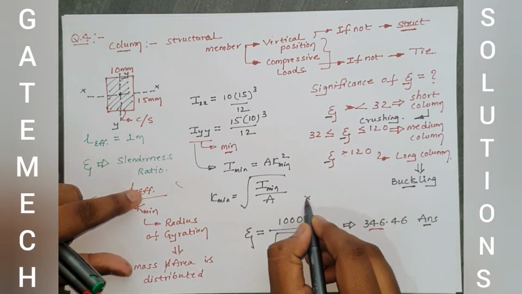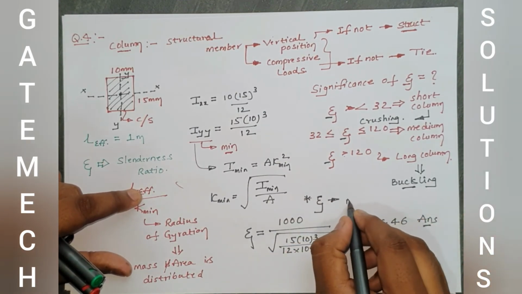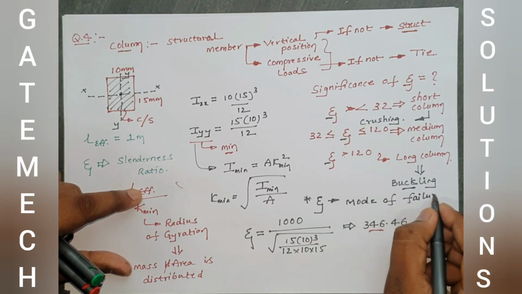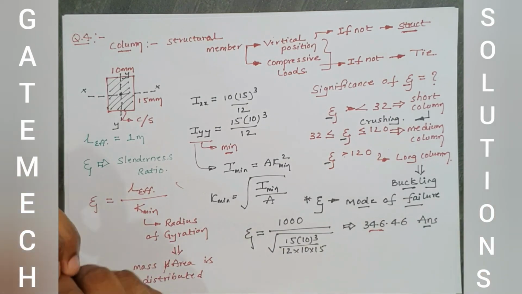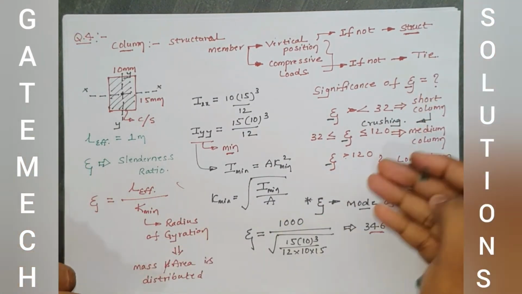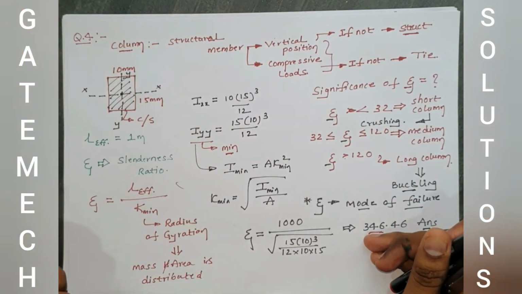In another way, we can also say the significance of zeta is that it will predict the mode of failure. Like this also we can say, it's very important. So zeta will predict the mode of failure, or it will differentiate columns: which one is short, which one is medium, which one is long column. That is the basic significance of slenderness ratio. And this is the information regarding columns.